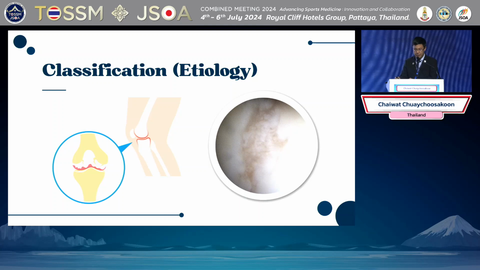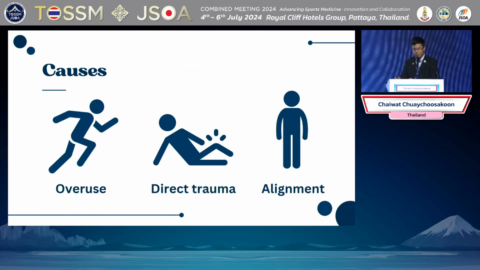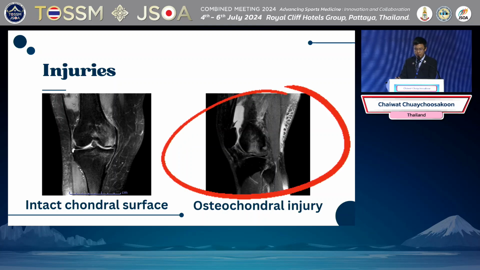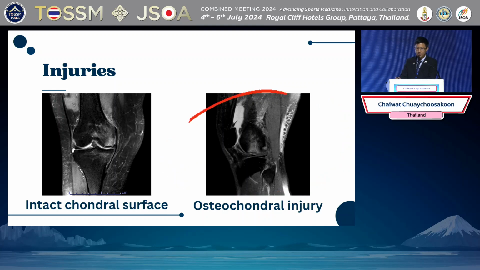Based on etiology, the cause can be overuse, direct trauma, or malalignment. We found that there are two types of MRI findings in subchondral bone injury, depending on the condyle surface. In the first, the condyle surface is intact, and in the second, the condyle surface is not intact. I mean that is osteochondral injury. As we know, the most common injury is osteochondral injury, so today I will focus on talking about osteochondral injury.